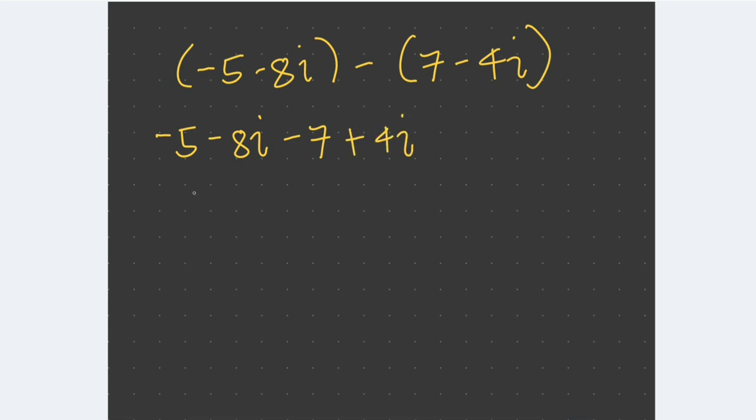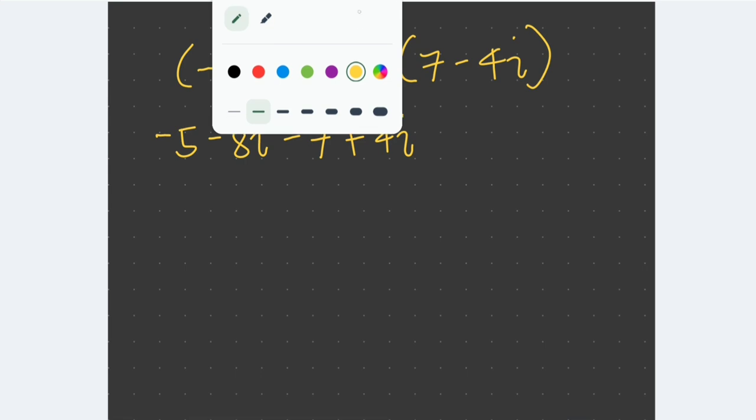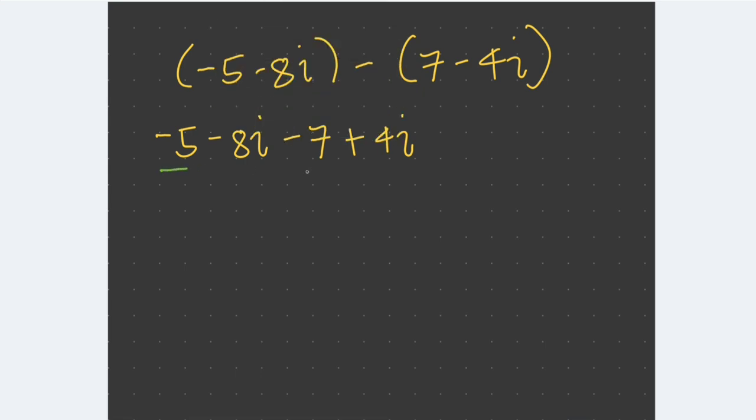Then negative 5 goes with negative 7. So negative 5 minus 7 is negative 12. Then negative 8i goes with positive 4i. Negative 8 plus 4 is negative 4i. So the answer is negative 12 minus 4i.